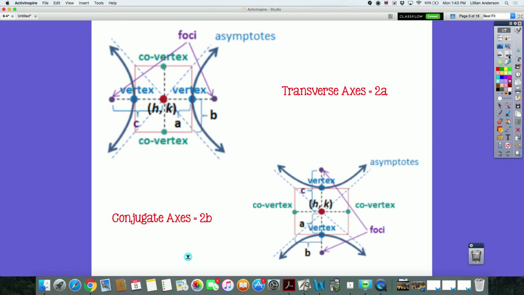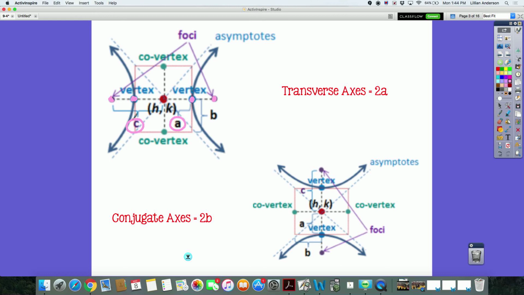Just like before, you do have vertices. You have two vertices that are located on the actual branches, and then of course your foci are on the inside of those branches. The distance between the center of your hyperbola and your vertex is the value of a, and the distance from your center to your foci is the value c.